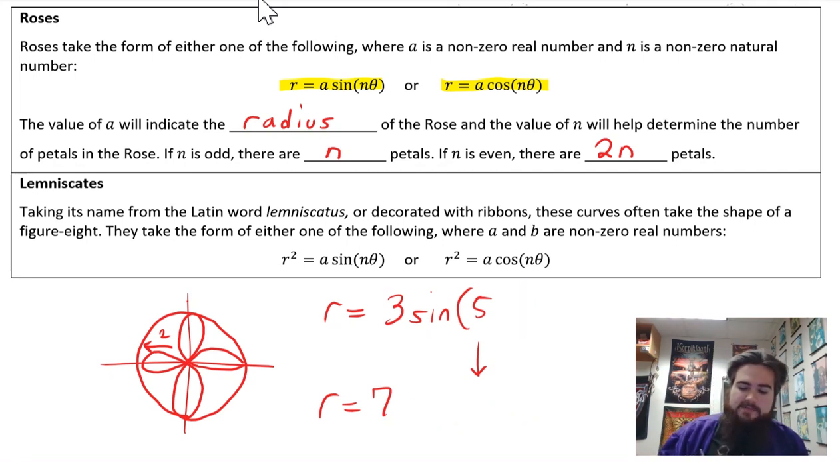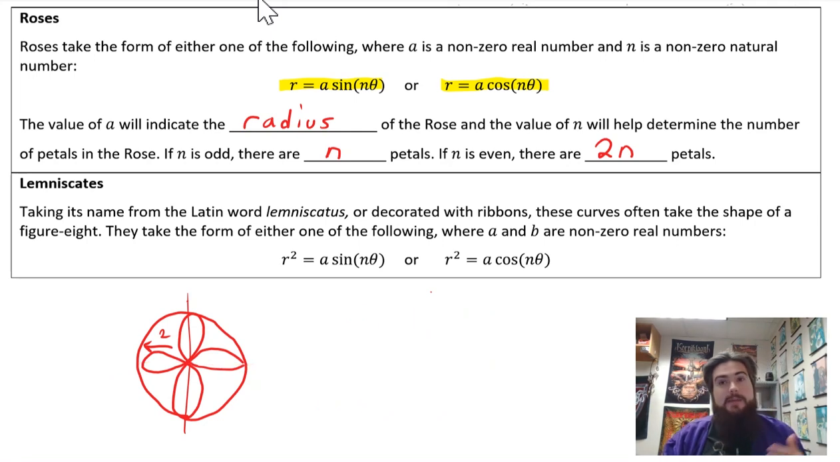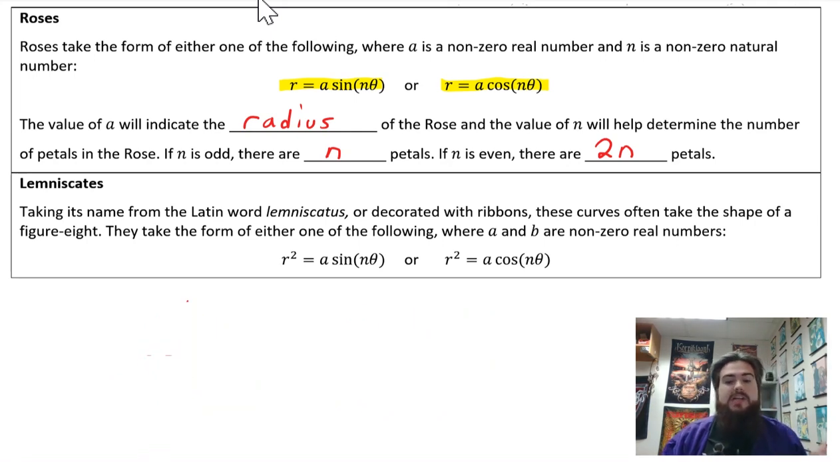The last concept we have here is lemniscates. Lemniscates take their name from the Latin word lemniscatus, or decorated with ribbons. These curves often take the shape of a figure 8 or a ribbon shape. They take the form of either one of the following, where a and b are non-zero real numbers, and n is still a natural number. We have r squared equals a sine of n times theta, and r squared equals a times cosine of n times theta. You may notice that these equations look very similar to those of roses.